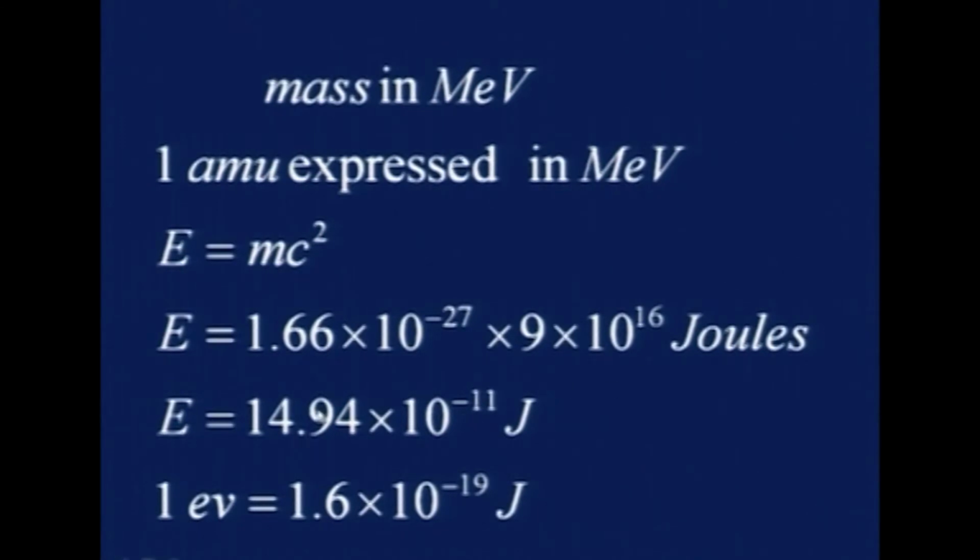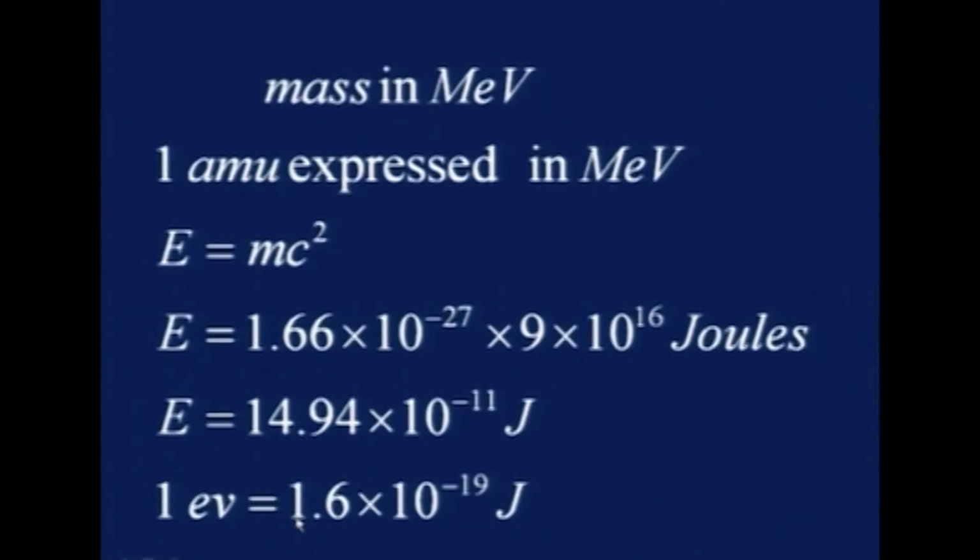So, if you multiply this, we will be getting this energy equal to 14.94 into 10 power minus 11 joule, or we can write that in EV, because in nuclear physics we do not talk in joules. The convention is we use EV, electron volt, as the energy. Now, how are electron volt and joule connected? That is the last expression we have shown.